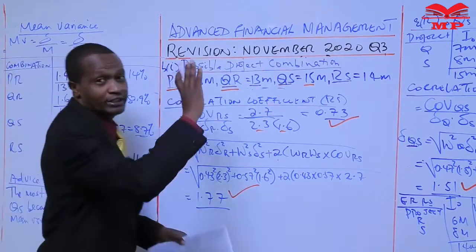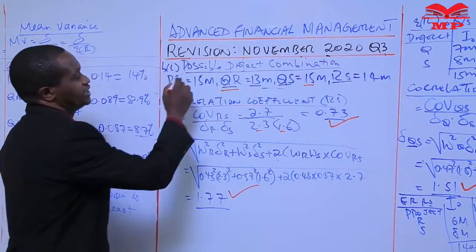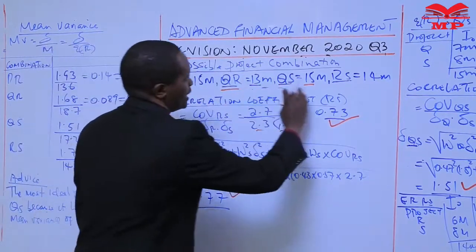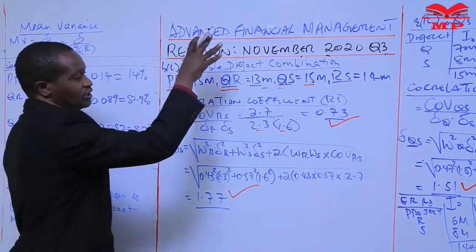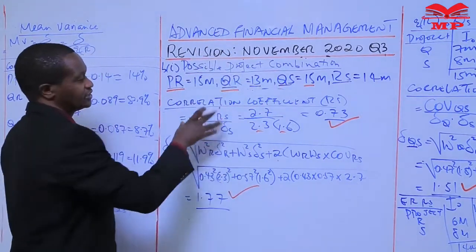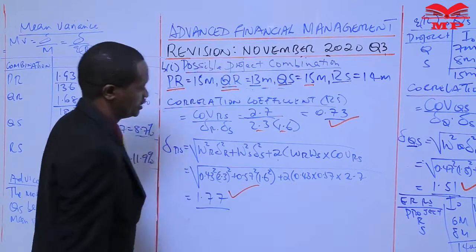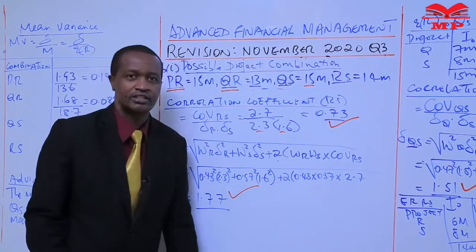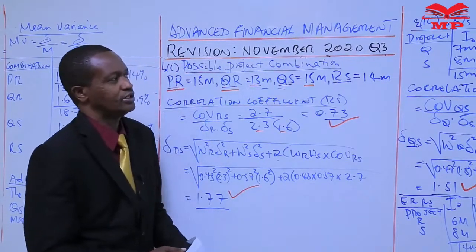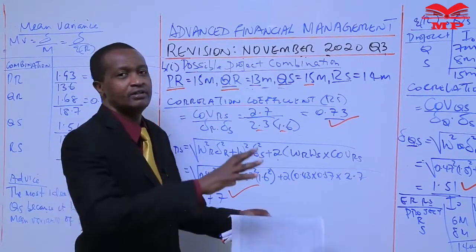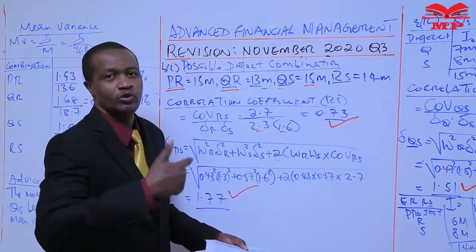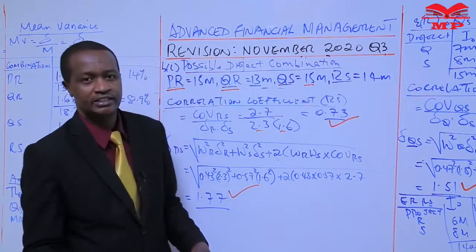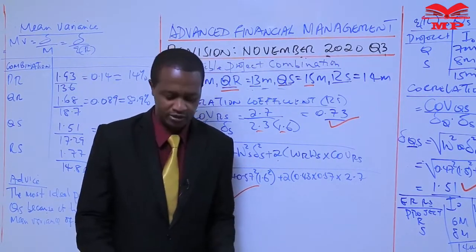So you see, that was the initial starting point. First of all, identify the possible projects combination. And this is what now guided the student on how to calculate these other aspects, the correlation coefficient, the expected return, the standard deviation. So it's important, candidates, you practice. These questions are just the same, but they are varied slightly. So if you get the concept, then it becomes easier for you to answer any question that may be tested in the exams.